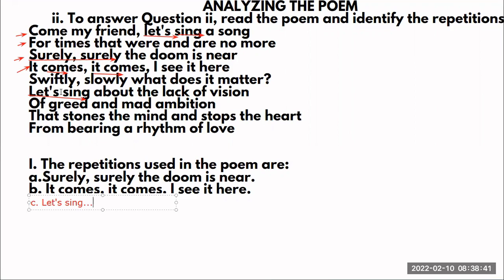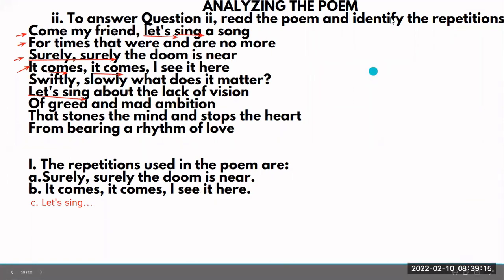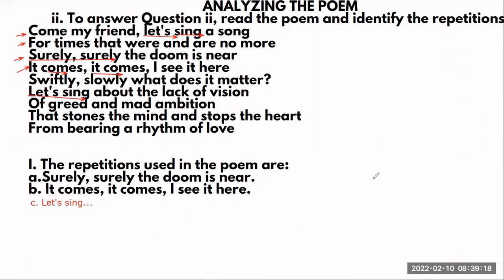All right. So that is exactly how to analyze literature. The repetitions used in the poem are: A, "surely, surely the doom is near"; B, "it comes, I see it here"; C, "let's sing." So you can see these are the repetitions. And this is where we are going to draw the curtain in today's lesson. I hope you learned the various analytical tools that we have used in today's lesson.